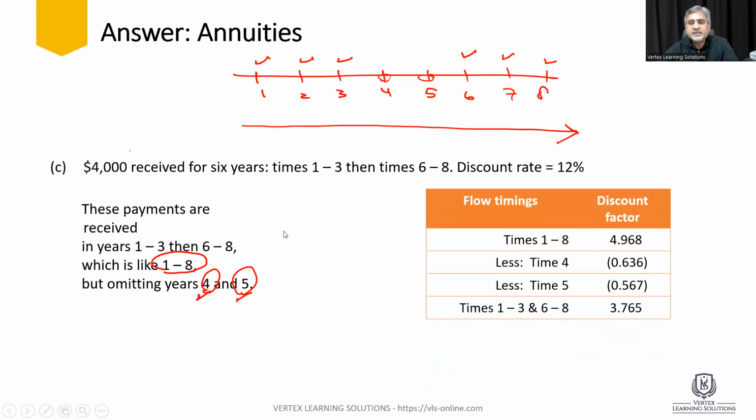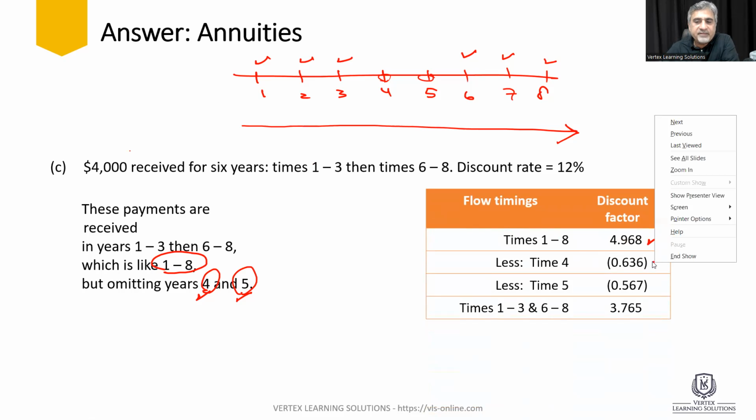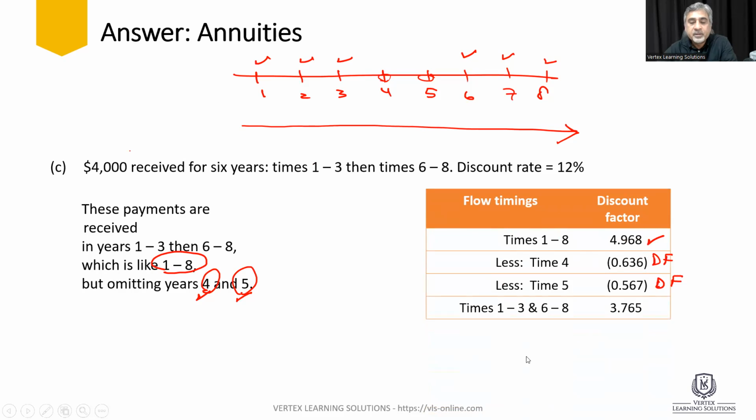You can solve it. So from time 1 to 8, it is 4.968, less the 4th year discount factor, this is not the annuity factor, this is the 4th year discount factor, and the 5th year discount factor from the discount table. You want to see it? I can show you. 0.637, 0.567. Okay, let me go back and show you on screen.